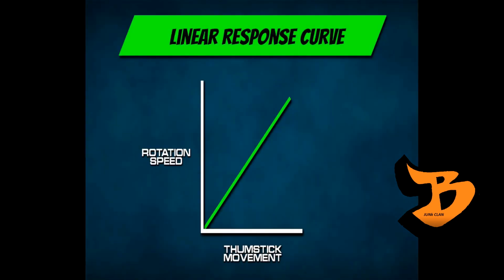Linear response curve basically has a direct thumb to controller movement. However you move your thumb, however fast or slow or hard or soft, whether you make minute little tiny adjustments as you're aiming, or fast, quick, hard bursts, that's how it's going to respond. I feel like this is what most pros use. This is what I use. This is what I feel like has the most direct result to my thumb.